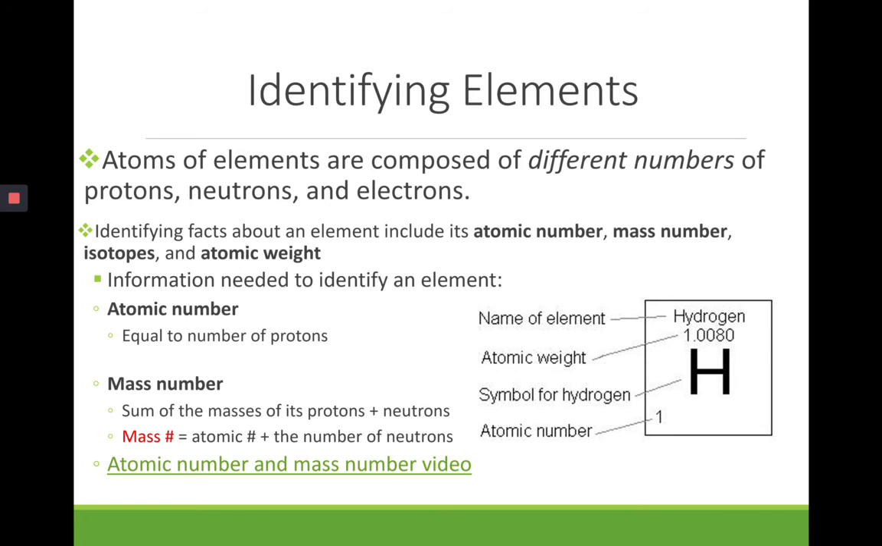So the atomic number, which is the number of protons in an electrically neutral atom, is unique to that atom or element. Other identifying facts would be mass number, different isotopes, atomic weight. And we've already talked about mass number with the sum of protons and neutrons. But now you know what protons and neutrons are. They're subatomic particles. Now you know where they're located in an atom. They're located in the nucleus.